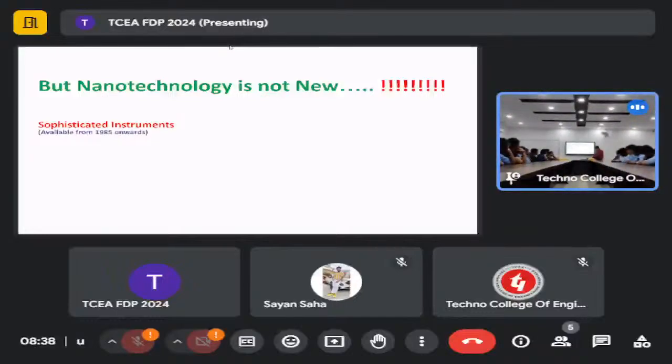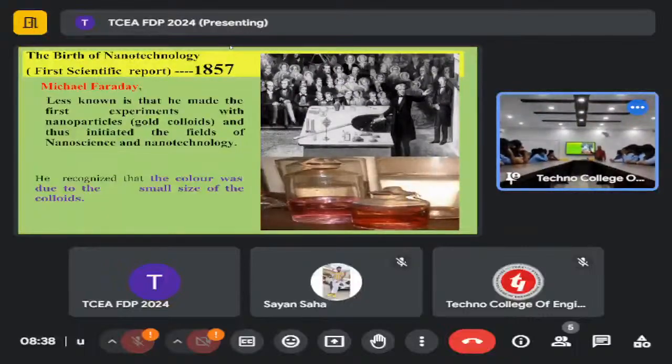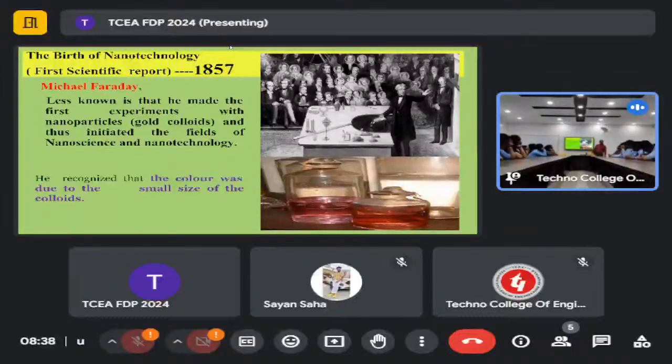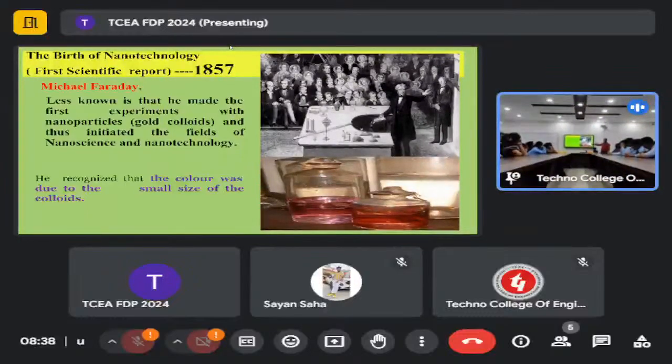Okay, regarding the history of nanotechnology, we know about Faraday. Faraday did many things, but a less known fact is that he was the pioneer in the nanotechnology field. He prepared the first gold nanoparticles and reported them in the Royal Society. He is the first person who prepared gold nanoparticles scientifically and reported it in the Royal Society. And this is a display of Faraday, where he was explaining the gold nanoparticles.